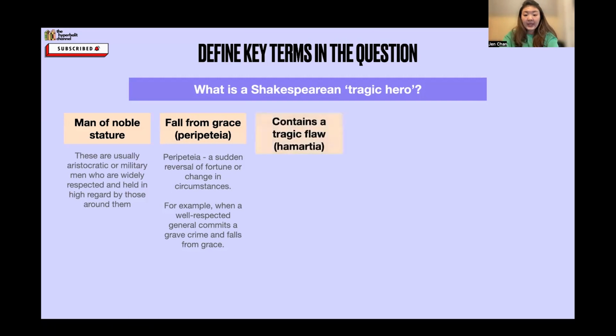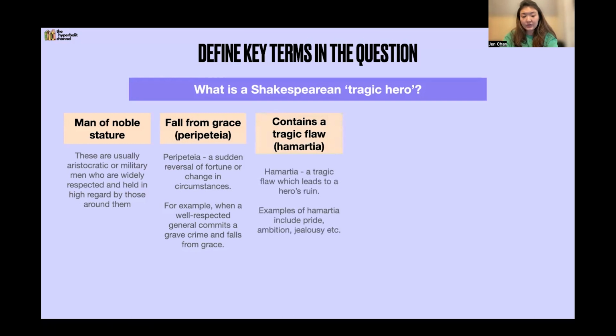So, of course, in order for a hero to be tragic, he also needs to contain a tragic flaw, which is what we call the hamartia. This tragic flaw is also what leads to the hero's eventual ruin. And examples of hamartia would include pride, ambition, jealousy, etc.